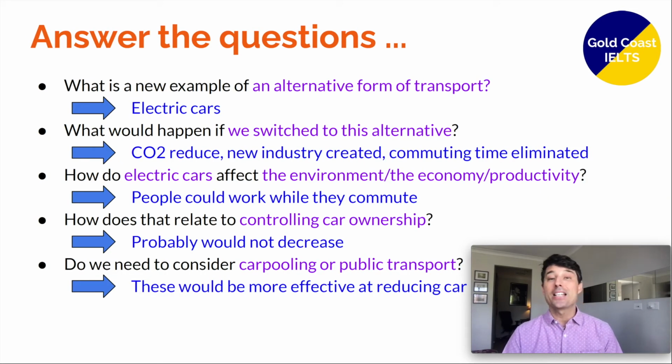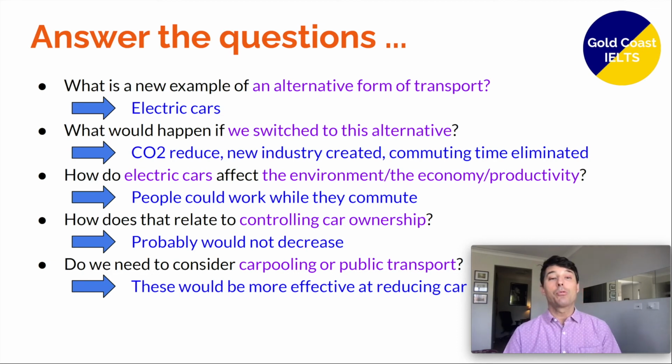So these are my answers to those questions. So what is a new example of an alternative form of transport? I came up with electric cars. What would happen if we switched to this alternative? So CO2 would reduce, a new industry would be created, and probably commuting time would be eliminated because you could work inside your car while you're traveling to work. How do electric cars affect the environment, the economy, or productivity? Well, people could work while they commute, so this would really have a big impact on productivity.